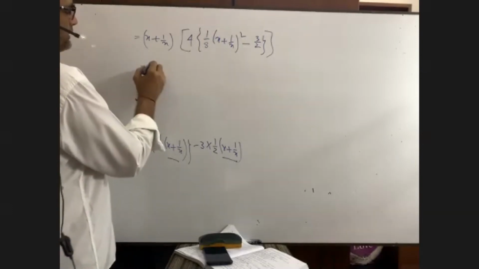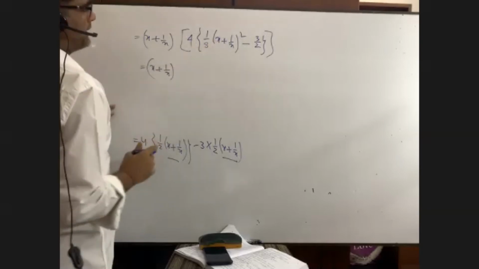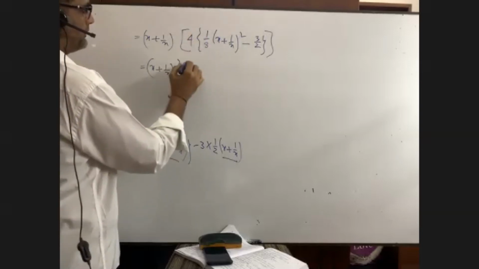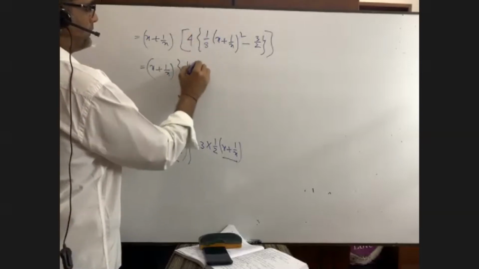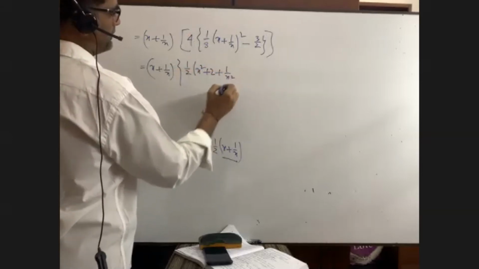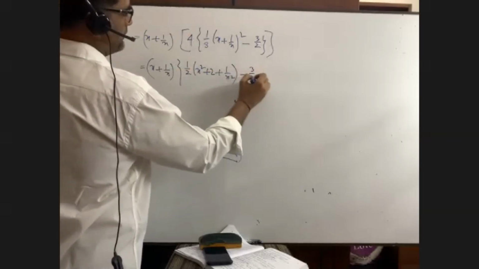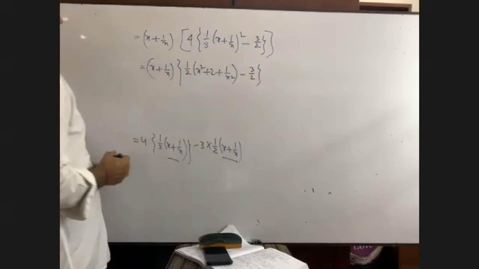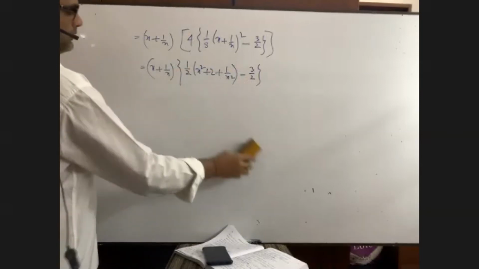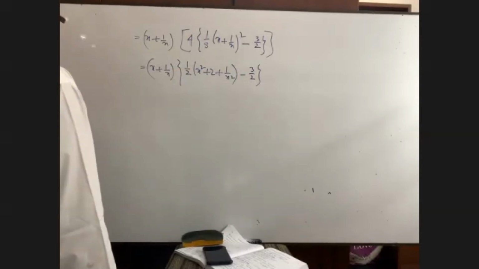Then x plus 1 by x, you multiply it, then it will be half again, half, x square plus 2 plus 1 by x square, minus 3 by 2, right? Yes, sir.